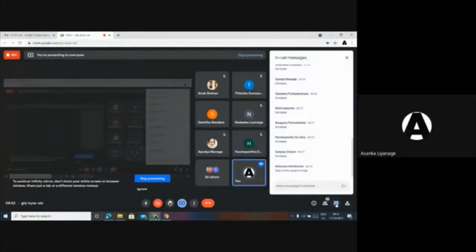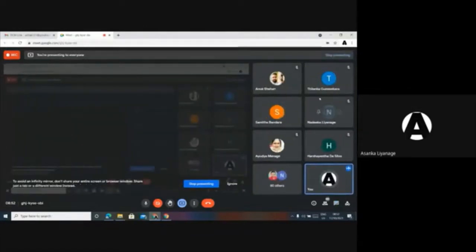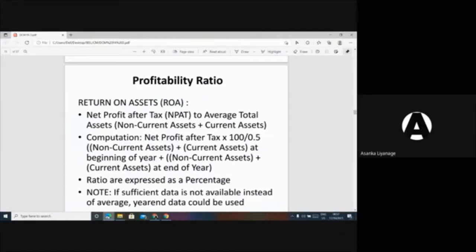Size of the asset is huge. Very good, right? Compared to other industries, banks' total asset figure is very high.